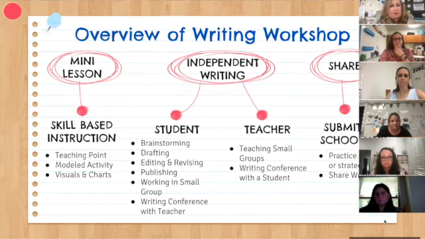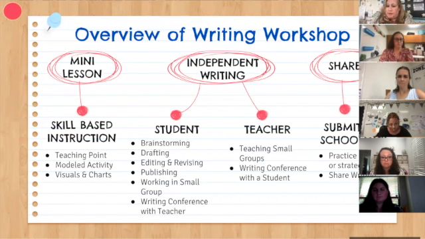And then writing is set up the same way as our reading. We follow the Lucy Calkins model where we have a mini lesson with the teaching point. Sometimes we can do part of our writing lesson based around a book. So that's kind of cool to show how the author used certain words and set up a certain craft in a certain way so they can actually see it.